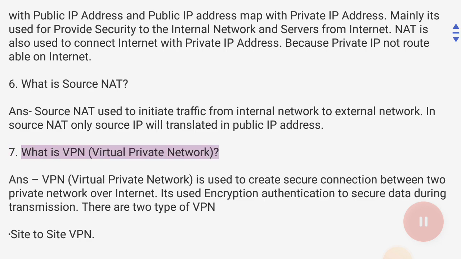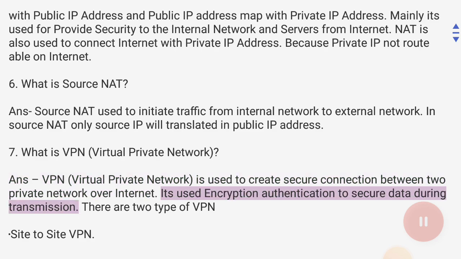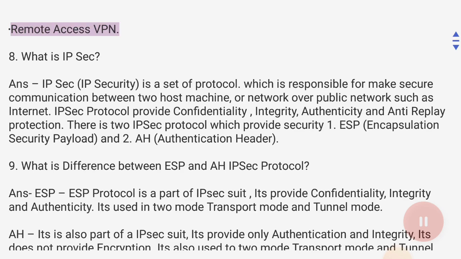7. What is VPN, Virtual Private Network? Answer: VPN, Virtual Private Network, is used to create a secure connection between two private networks over the internet. It uses encryption and authentication to secure data during transmission. There are two types of VPN: site-to-site VPN and remote access VPN.